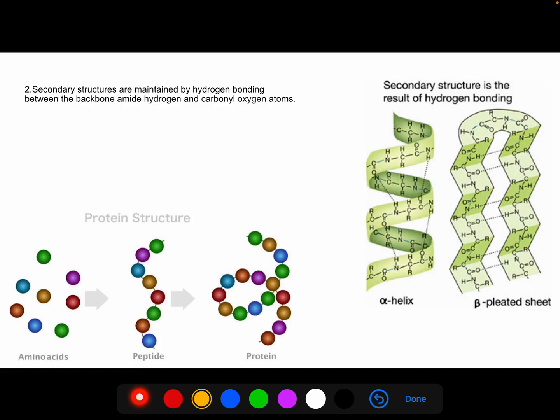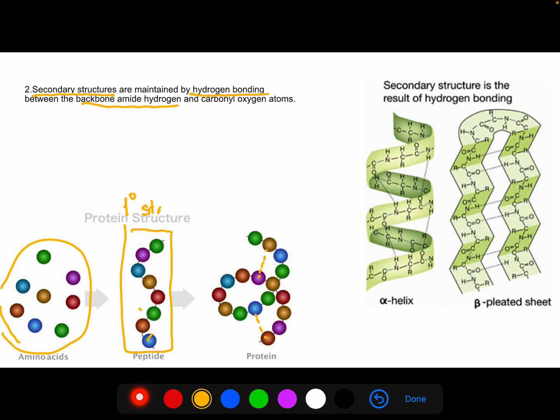Okay, now you have the amino acids. When they're connected together through peptide bonds, they form the primary structure. Within the backbone, those amino acids will then bond together through hydrogen bonds. That's a kind of weak bond that can hold the molecules together. They form hydrogen bonds between different amino acids to give a secondary structure. Secondary structures are maintained by the hydrogen bonding between the backbone amide hydrogen and the carbonyl oxygen atoms.